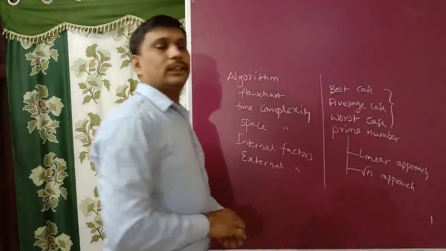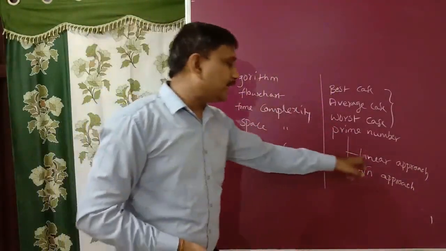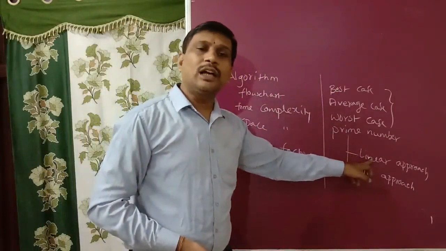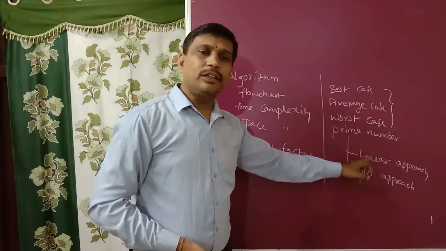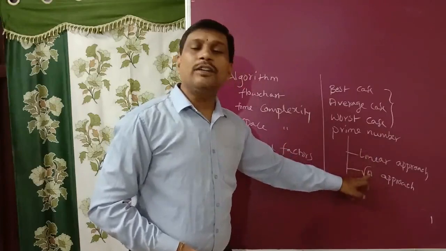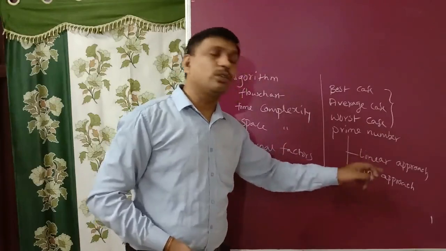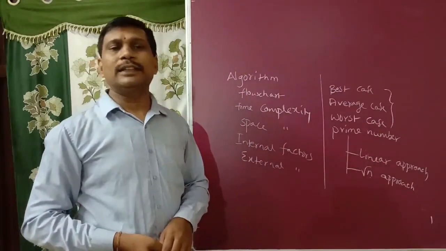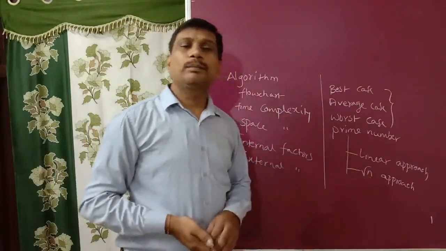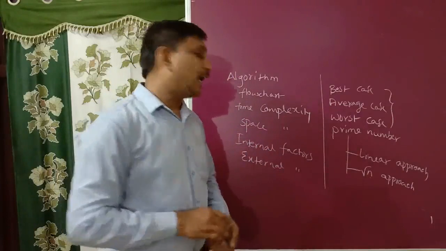After that we calculate: here in the linear approach, order of n is equal to n, and here order of n is equal to root n. So which one is the best one? Root n is the best one among these two, we decided in that concept.